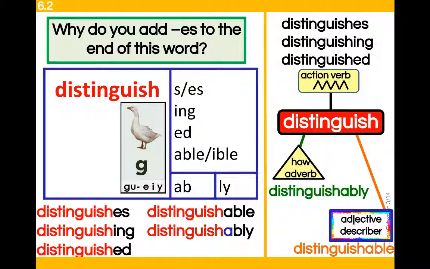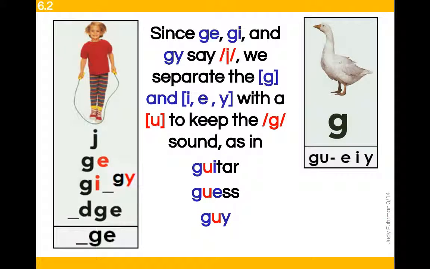So if we look back at our word sum matrix and our word web, we'll notice that the goose card is very important. As we look into that card on the next page, we'll figure out what that card has to do with anything. That goose card helps us determine that since GE, GI, and GY say J, we separate the G and the I, E, and Y with a U to keep the G sound.